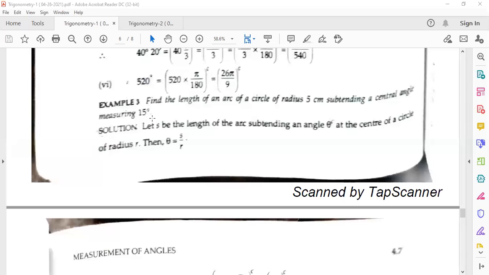We had the theorem, the definition of radian: arc length by radius is equal to the angle theta in radians, right? But here the angle is given in degrees. So at first we have to change this degree into radians. 15 degrees means how many radians? Then we have to find the arc length by this formula, theta equals s by r.